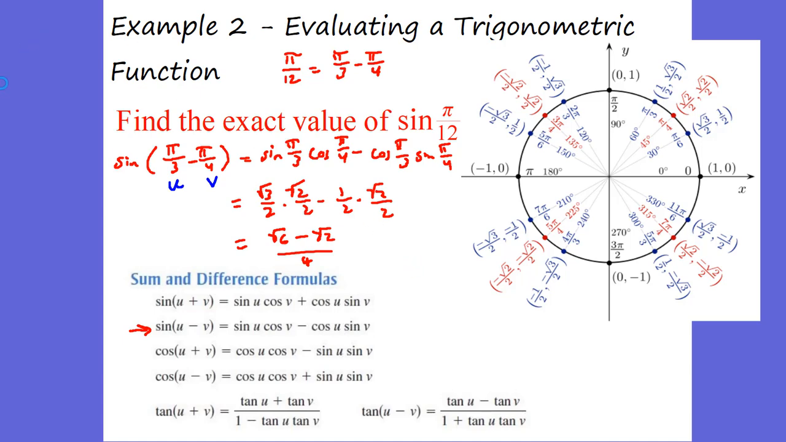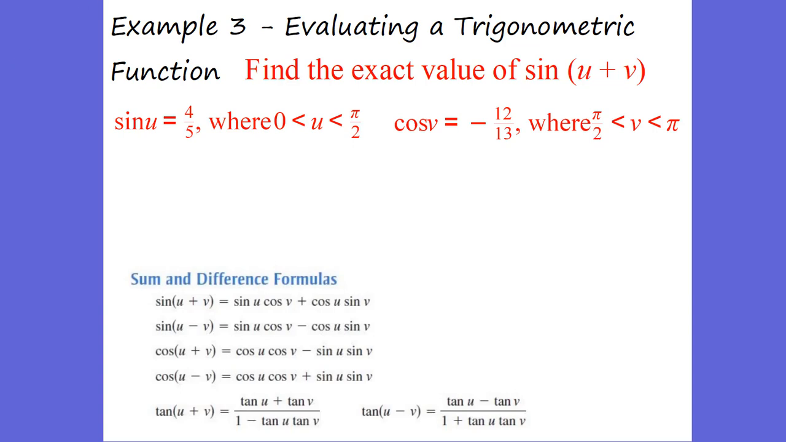Okay? Let's go to example 3. Example 3, we're not really using our unit circle here, but what we are doing is taking a look at the exact value of sine of u plus v. Okay? And so we know right here sine of u is equal to 4 over 5.